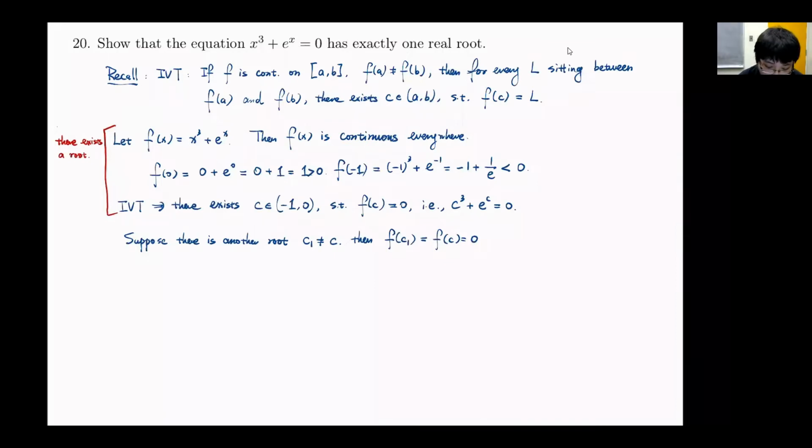Now look at my function. My function is a polynomial function plus an exponential function. This way we see that f is differentiable everywhere.